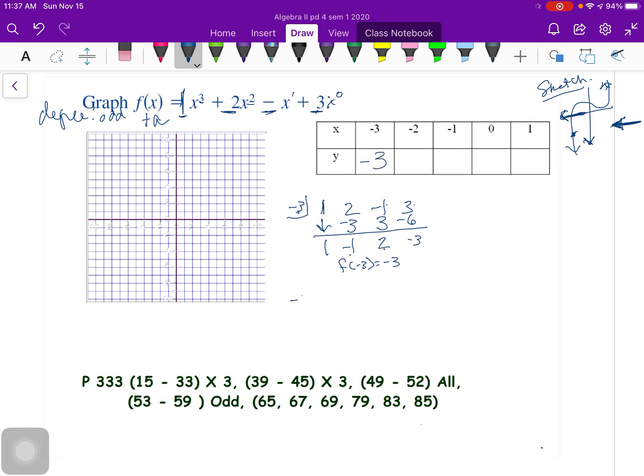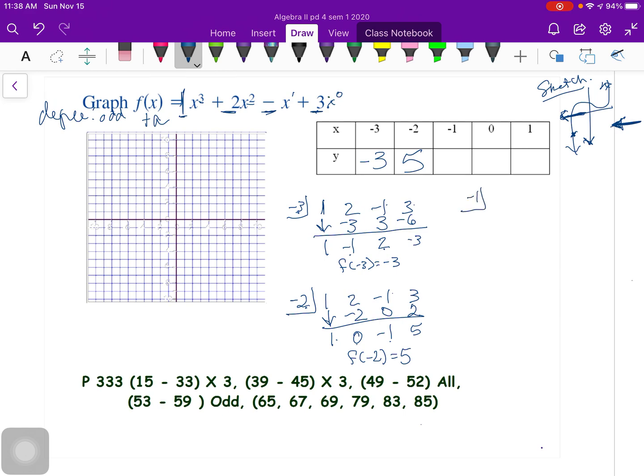Now we're going to do the same thing, only with -2. So my polynomial was 1, 2, negative 1, 3. Bring down my first term. Negative 2 times 1 is negative 2. Add it to the 2 is 0. 0 times negative 2 is 0. Add it to the negative 1 is negative 1. Negative 2 times negative 1 is 2. Add it to the 3 is 5. So f of negative 2 is 5.